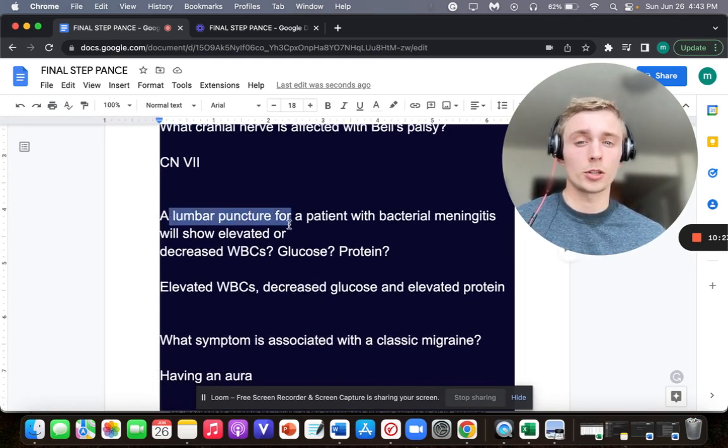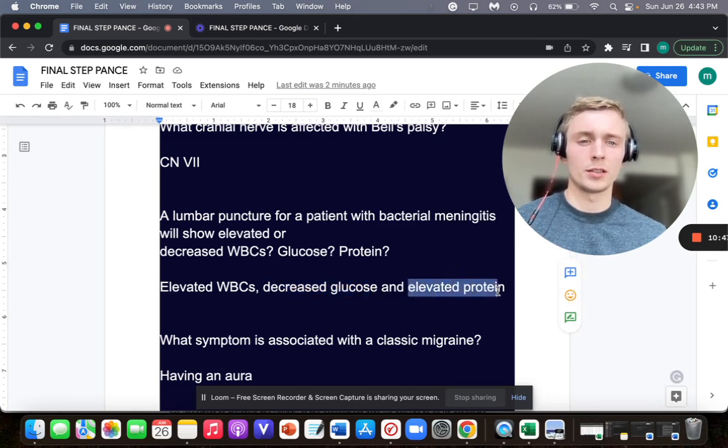So a lumbar puncture for a patient with bacterial meningitis will show elevated or decreased white blood cells, glucose, and protein. So what do we find on an LP with bacterial meningitis? It's going to have elevated white blood cells because it's bacterial. It's going to have decreased glucose because the bacteria are eating up the glucose, and elevated protein. So important to know for bacterial meningitis: elevated white blood cells, decreased glucose, and elevated protein.